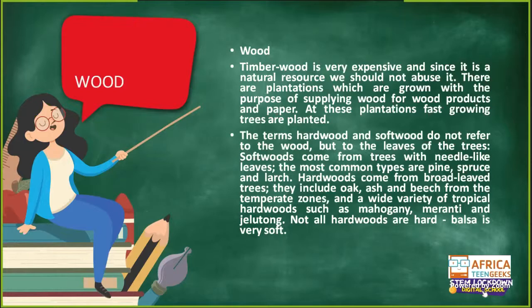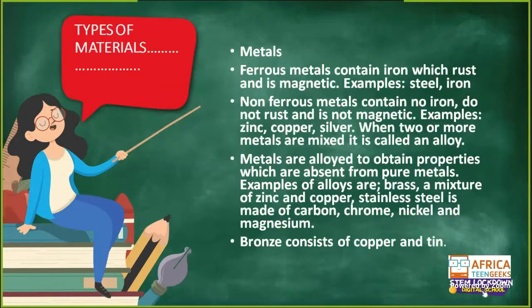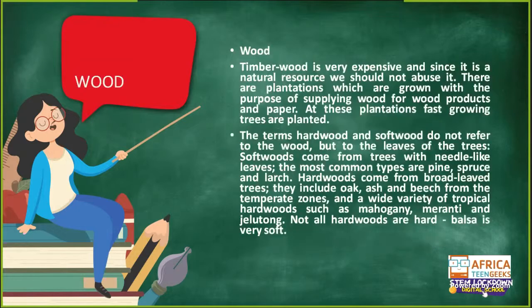Now let's go on. Let's look at wood. But remember, these metals we just spoke about, in those days they couldn't be refined, but because of technology, we are able to process materials and even build different ones. Now let's look at wood. Timber is very expensive, and since it is a natural resource, we should not abuse it. There are plantations which are grown with the purpose of supplying wood for wood products and paper.